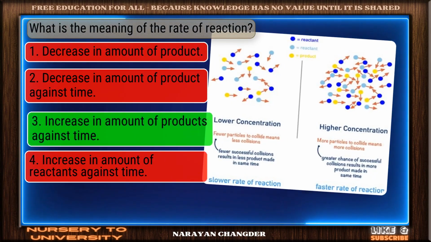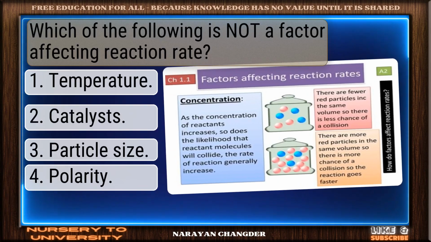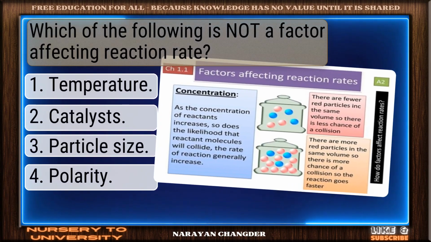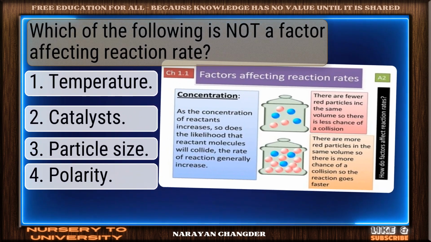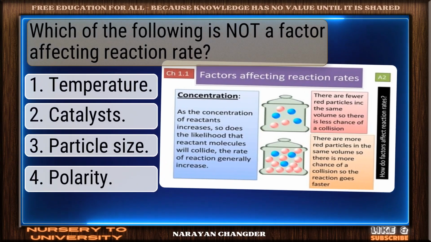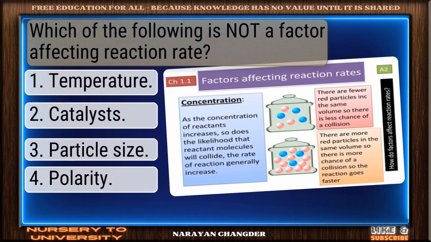Increase in amount of products against time. Great work. Which of the following is not a factor affecting reaction rate? Option 1, temperature. Option 2, catalysts. Option 3, particle size. Option 4, polarity.